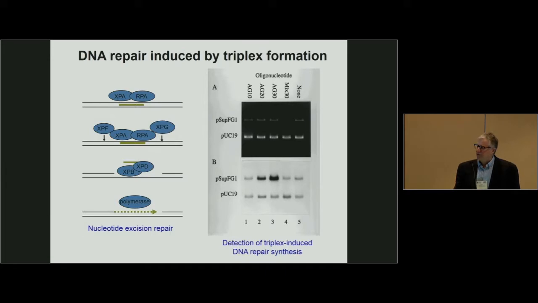So this is work from almost 20 years ago, and this is when we first demonstrated that the formation of a triple helix would trigger DNA repair. So what you can see here is just a plasmid substrate in whole cell extract from HeLa cells that reconstitutes DNA repair pathways. And the point is that the incorporation of radioactivity in the plasmid is indicative of DNA repair.